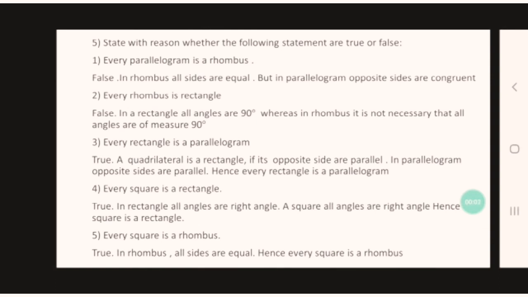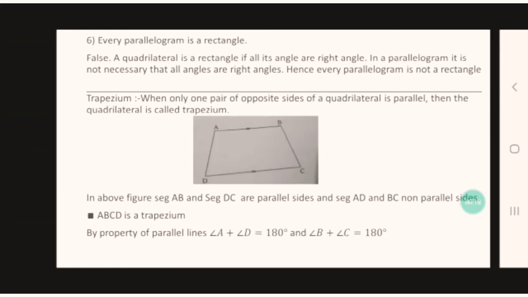Now every square is a rhombus. It is true. Why? Because in rhombus all sides are equal, and in square also all sides are equal. Okay. Now the last one, every parallelogram is a rectangle. Now it is false, as I have already stated, that a quadrilateral is a rectangle if all its angles are 90 degree, but in parallelogram it may not be necessary. Okay, therefore every parallelogram is not a rectangle.